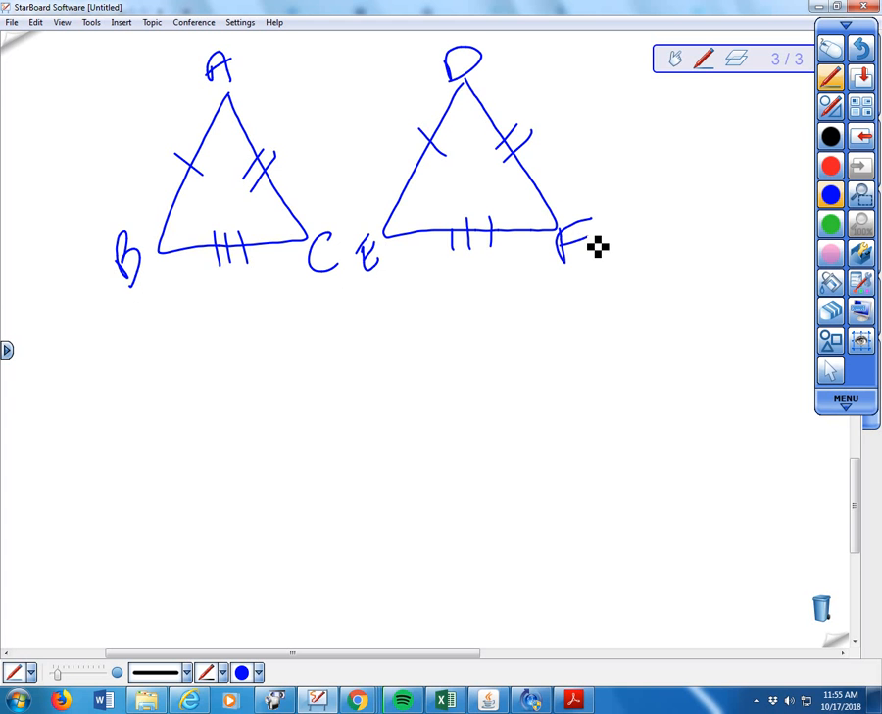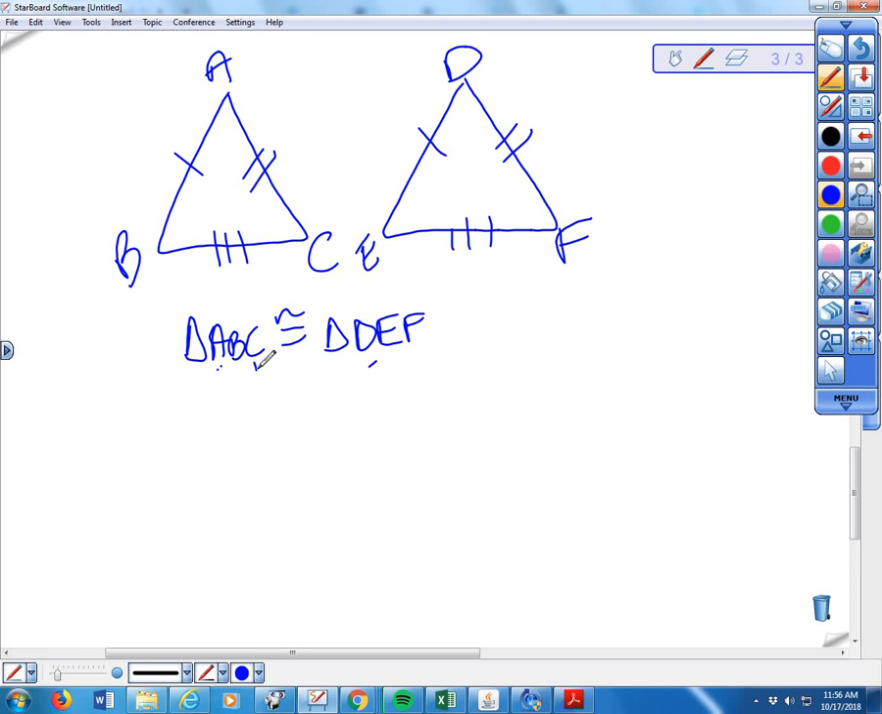So as an example, if I'm given this information, I can then say triangle ABC is congruent to triangle, and I have to be careful, I've got to get it in the right order, but it would be DEF. Because AB and DE are congruent, AC and DF are congruent. Do you see how the order of the letters match up?